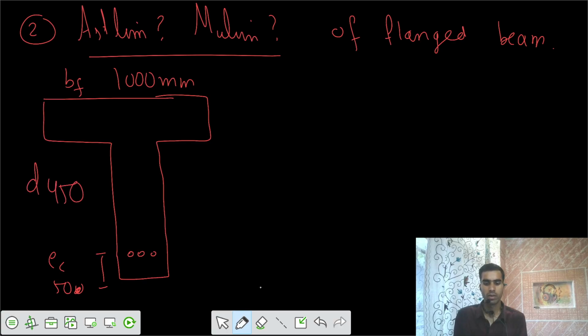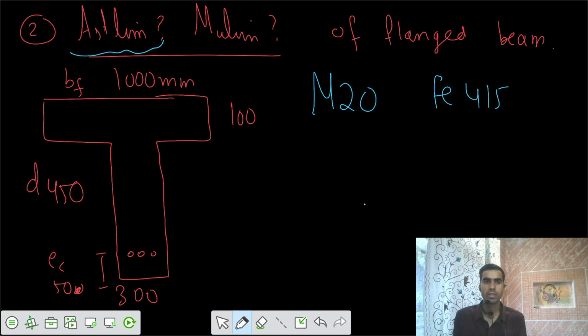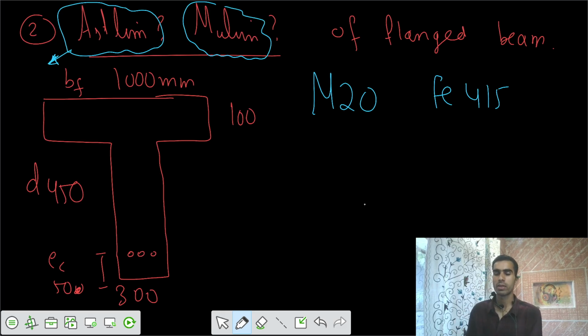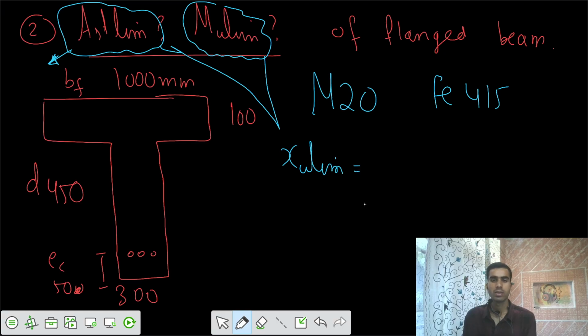The width of the web is also 300, similar to the previous problem. And we have not provided the steel. We need to get the limiting value of steel. What should be the limiting condition for the area of the steel? And we also need to calculate the limiting moment of resistance. Corresponding to these two, we have to say what is the limiting location of the neutral axis.